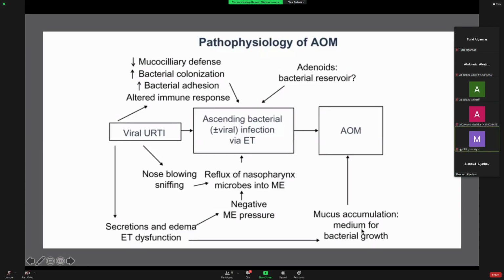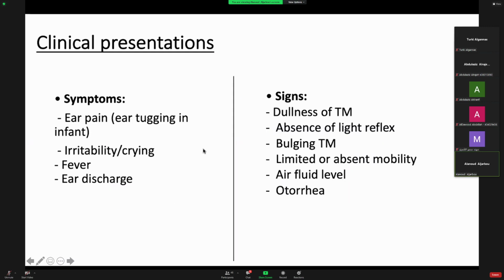Okay. So why does otitis media happen? It's multifactorial, but it's mainly due to increased negative pressure in the middle ear and mucus accumulation with secondary bacterial overgrowth after a viral upper respiratory tract infection. Clinical presentation for a younger patient: they will present with fever, irritability, ear tugging, and bigger children will point to ear pain. Both can also present with ear discharge.